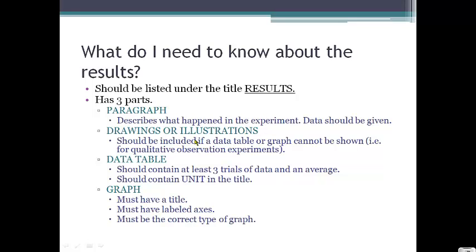Okay? And that's pretty much it, because again, you have no numbers, so you can't have a data table or a graph. You're just going to have your paragraph and you're going to have a drawing and illustrations.